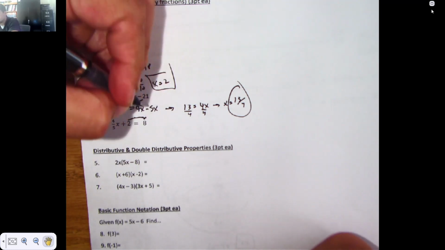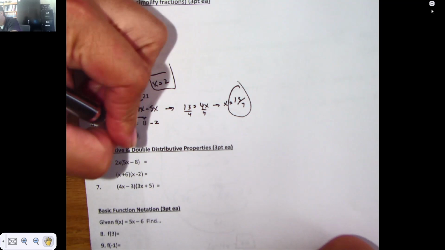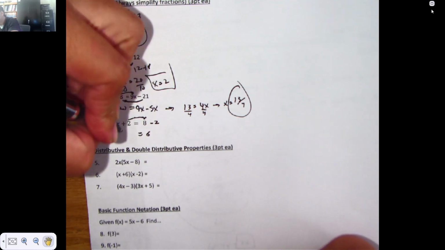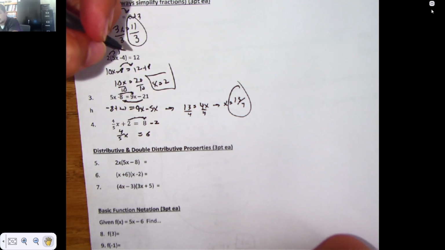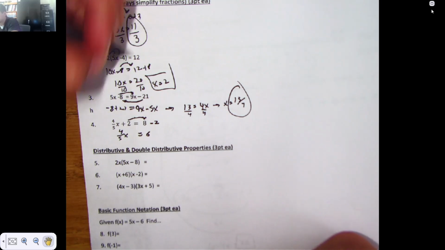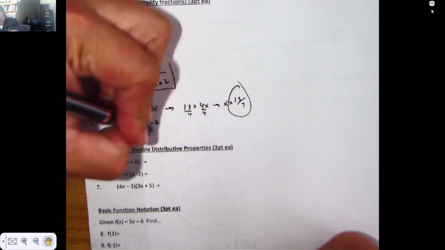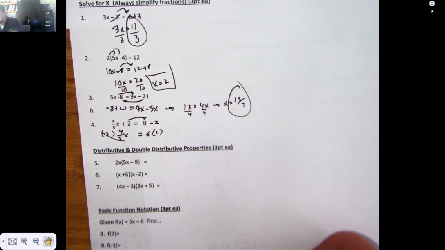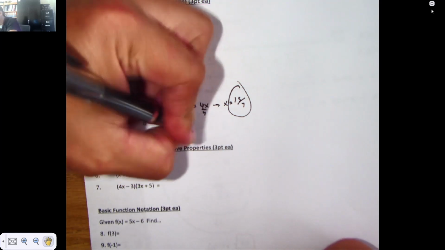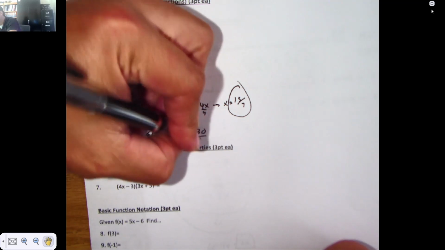Counteract the addition of the 2 with a subtraction of the 2 because you're isolating x's. And 4/5 x is 6. Now we do this the same way I showed you how to do the last one. 5 both sides, because they'll cancel on the left. 6 times 5 is 30. Now divide that 4 out.